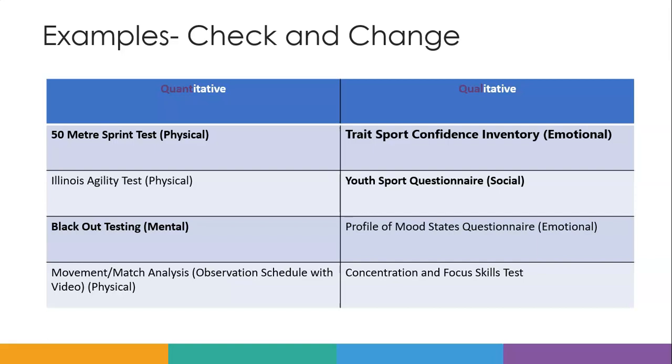So like we mentioned earlier, often the qualitative data that you're getting are for emotional, social and sometimes mental factors. However, depending on the tool like blackout testing, you can get quantitative data for that as well. So check and change your answers.